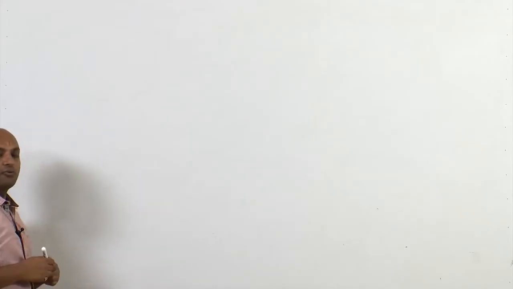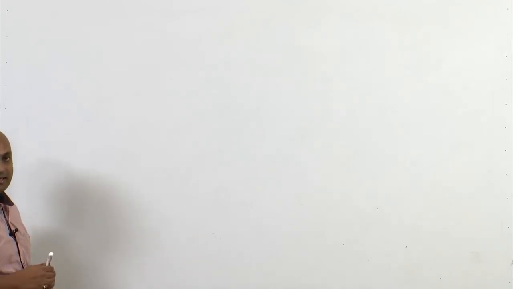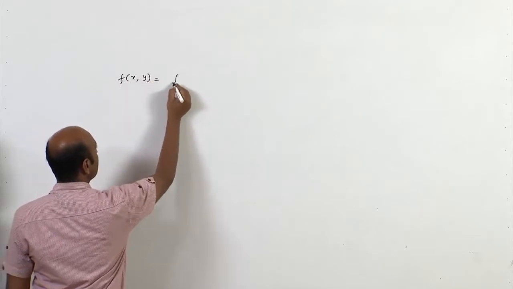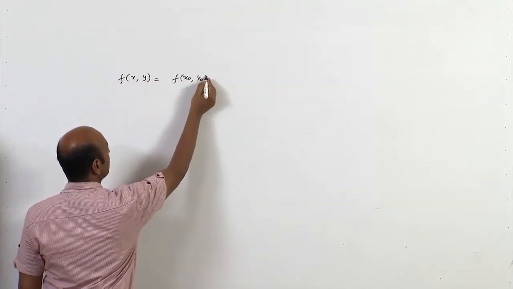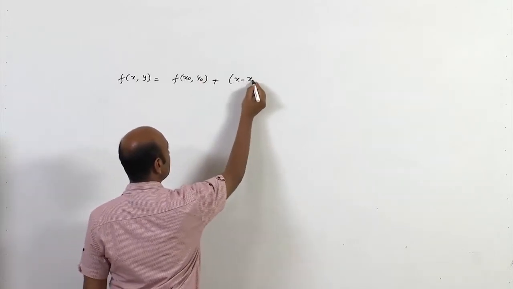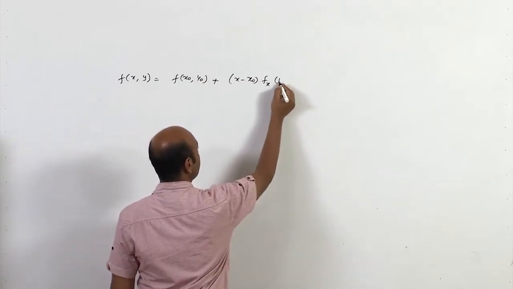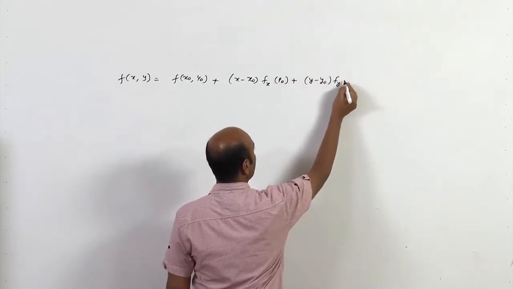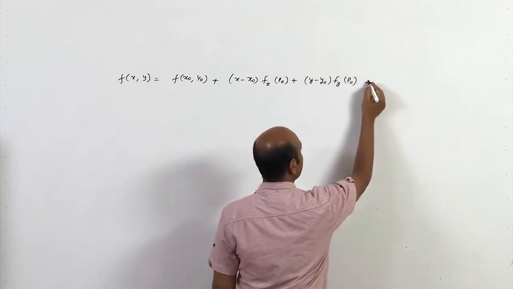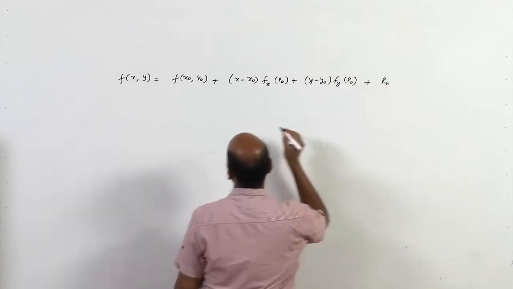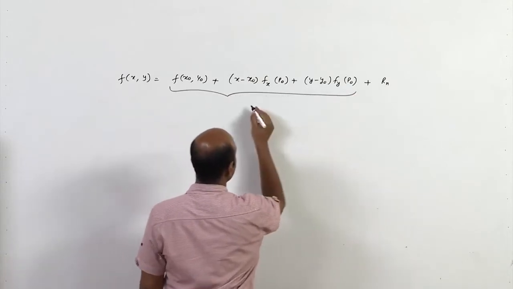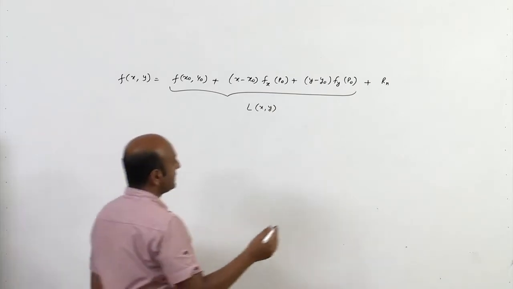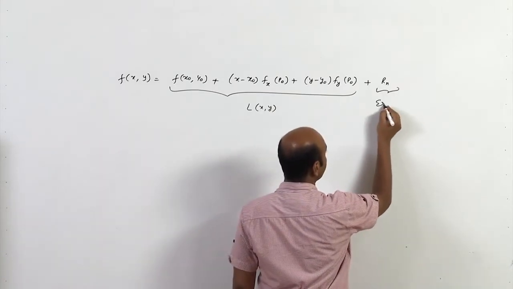If we write the linear approximation of f at x naught y naught, that will be f x y is equal to f x naught y naught plus x minus x naught f x at p naught plus y minus y naught f y at p naught, and plus we write the remainder term. So, this is L x y, the linear approximation of this f at x naught y naught, and this is the remainder term or the error term.